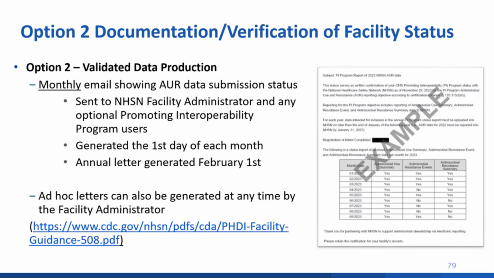For option 2, validated and data production, the following documentation will be provided. A monthly email will be provided showing AU and/or AR data submission status. This is sent to the NHSN facility administrator and the two optional PI program users listed. This status report is generated on the first day of each month and reflects the status of data submitted from the previous month. For example, the PI program report that will be sent out, let's say July 1st, 2025, shows the status of data submitted through May 2025.